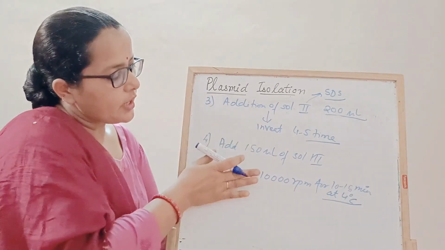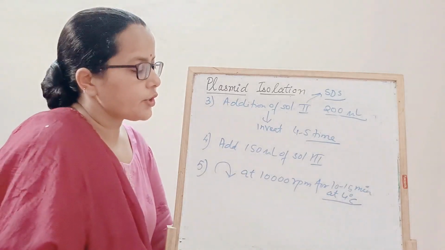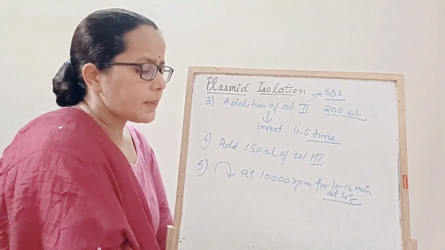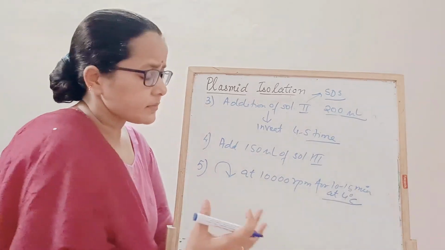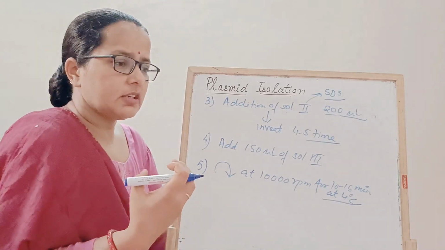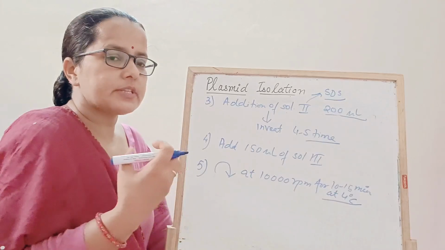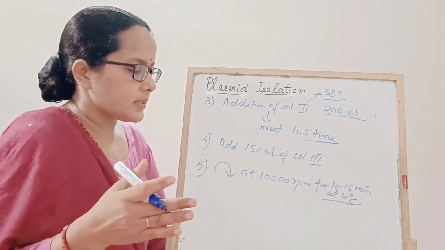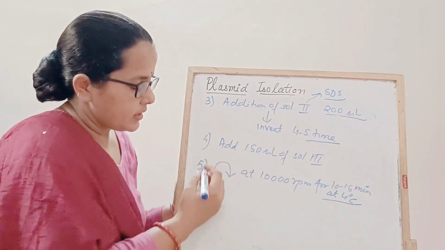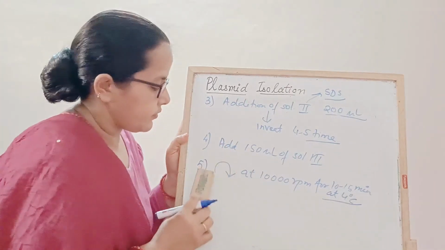So अब आपका क्या होगा? सेंट्रीफ्यूगेशन करने से क्या होगा? सेंट्रीफ्यूगेशन करने से आपका जितना भी सुपरनेटेंट है और जो आपके प्रेसिपिटेट्स बने हैं, या जो आपके debris, or you can say whatever left over, it will be separated from your nucleic acids. So how your tubes will look, you can visualize.